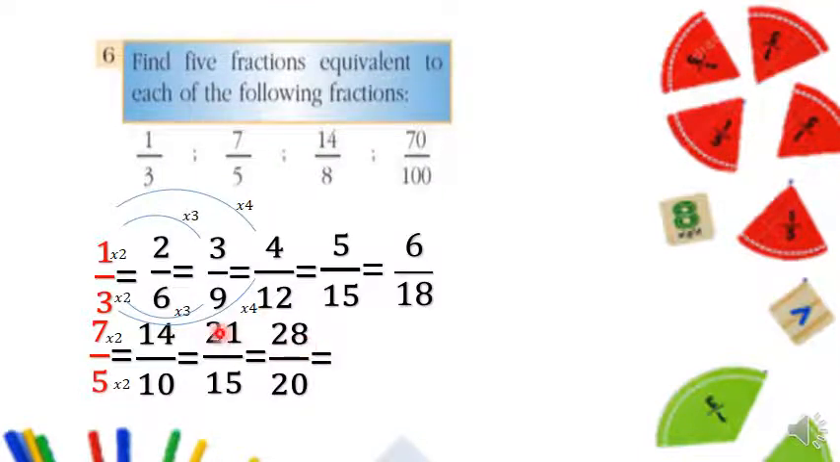Can I multiply this one by 2? Yes, you can. Can I multiply this one by 3? Yes, you can. Can I multiply it by 4 and find an equivalent fraction? Yes, you can. But it's easier to multiply the first one because it's the smallest one. Now I'm going to continue: by 2, by 3, by 4, now by 5, and then by 6. So I found 5 equivalent fractions.